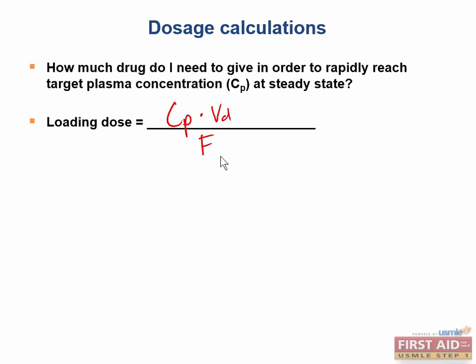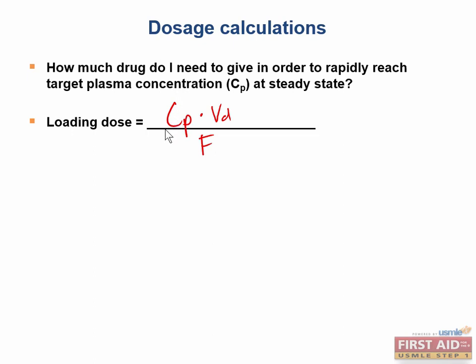And capital F, remember, we saw it earlier, is bioavailability. So let's quickly look at the name here, the loading dose. The loading dose gives us a clue on what its function is. The goal for the loading dose is to rapidly give a bolus of drug in hopes of reaching this plasma concentration as quickly as possible. We're trying to achieve this target plasma concentration. How big of a dose do we need to give?